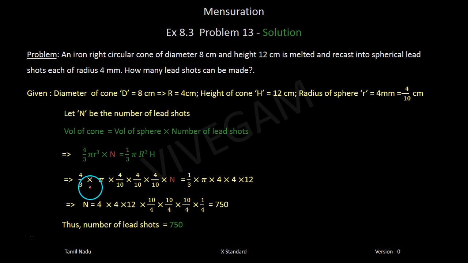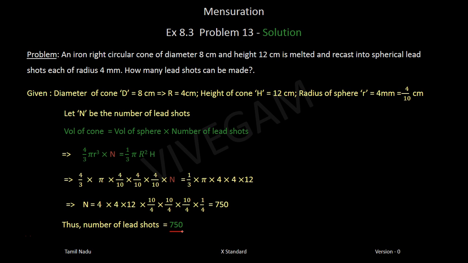Let me repeat here. So this 3 and 3 gets cancelled, pi and pi gets cancelled. Okay, then we are writing n is 4 into 4 into 12, and inverse this fractions, because when it comes to the other side it gets inverted. So 10 by 4 into 10 by 4 into 10 by 4, this 4 which is in the numerator comes down. So if you look at it, these two 4s will cancel, and this 4 will go 3 times. Okay, so 3 into 10 into 10 into 10 is 3000. 3000 divided by 4 is 750. So the number of lead shots will be 750.